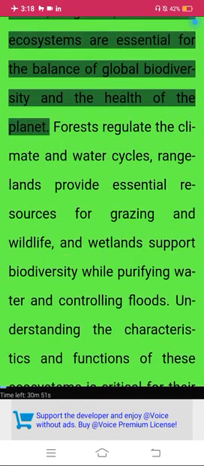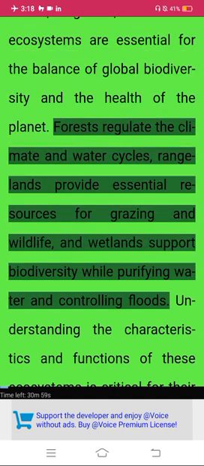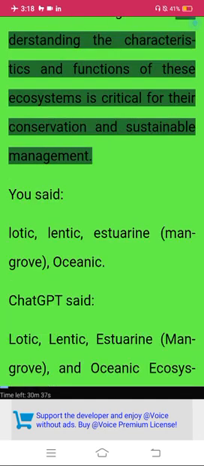Conclusion. Forest, rangeland, and wetland ecosystems are essential for the balance of global biodiversity and the health of the planet. Forests regulate the climate and water cycles. Rangelands provide essential resources for grazing and wildlife, and wetlands support biodiversity while purifying water and controlling floods. Understanding the characteristics and functions of these ecosystems is critical for their conservation and sustainable management.